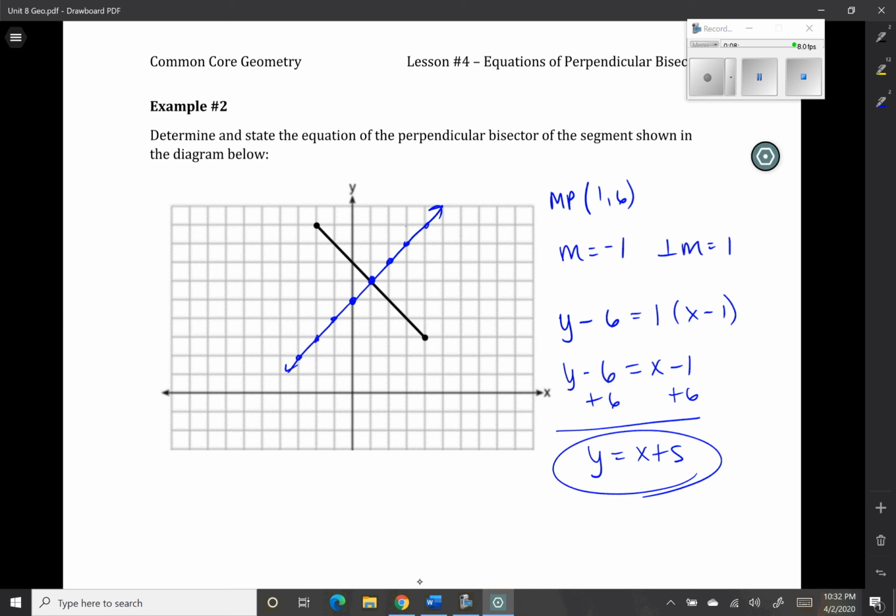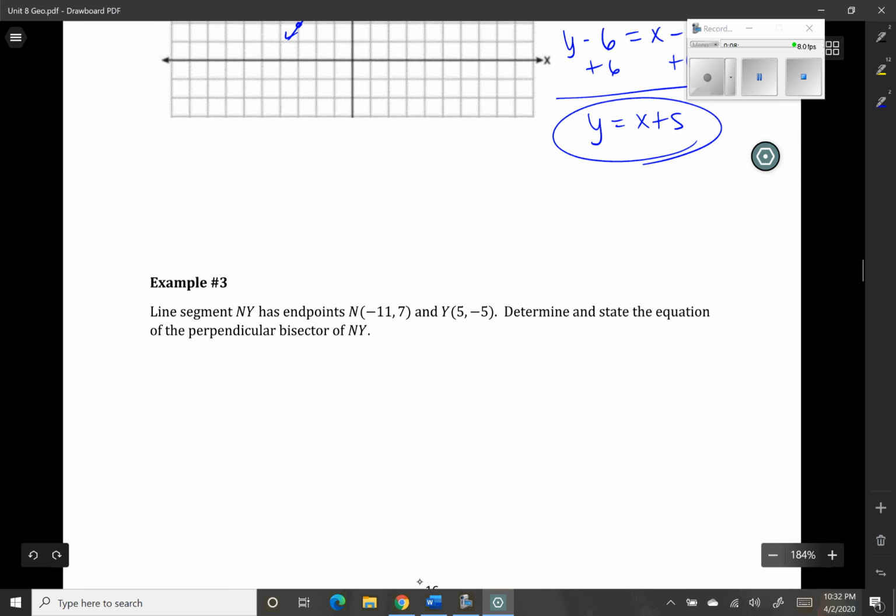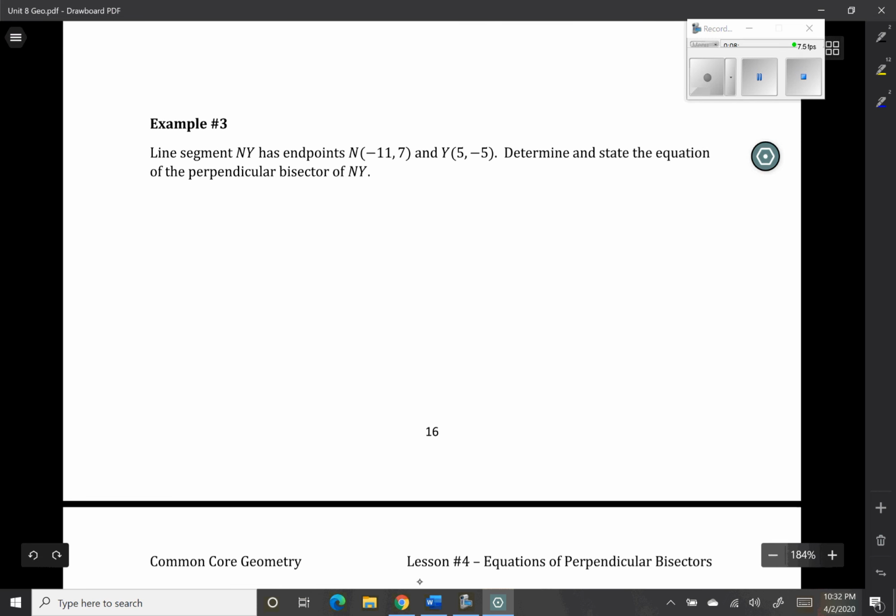Now, not all of these questions are going to provide you a nice piece of graph paper to count boxes and find the midpoint easily and find the slope easily. Some of them are going to look more like number 3. So number 3 gives us a line segment that connects point N to point Y, and says determine and state the equation of the perpendicular bisector. Before we can find the equation of the perpendicular bisector, I first have to find the midpoint. To do that, I have to do the algebra. I don't have graph paper. I can't count boxes here.